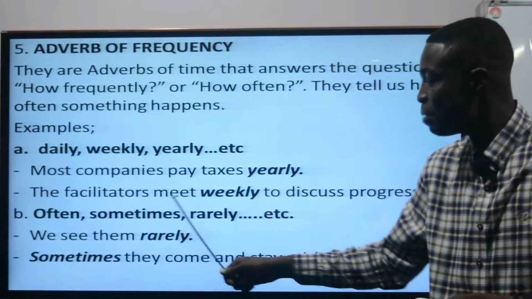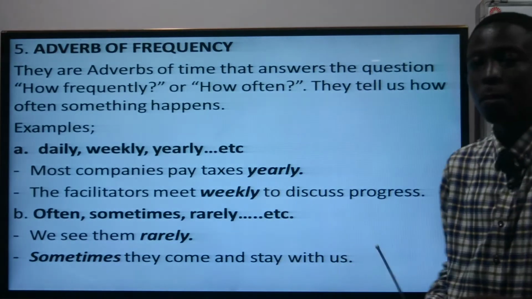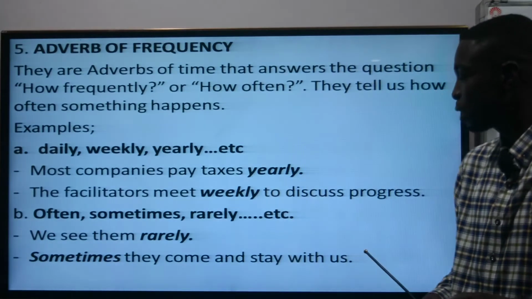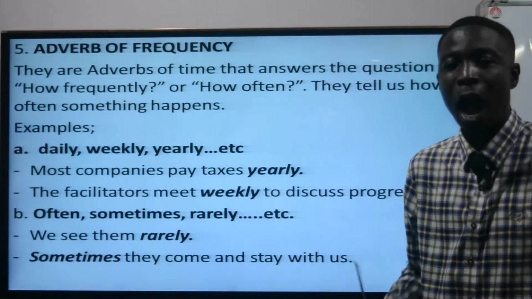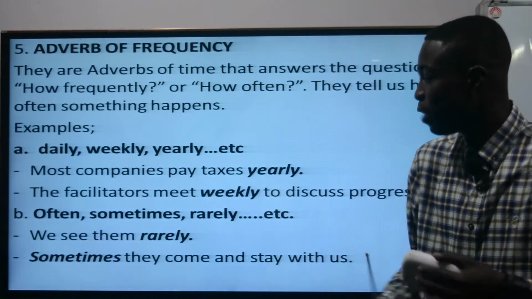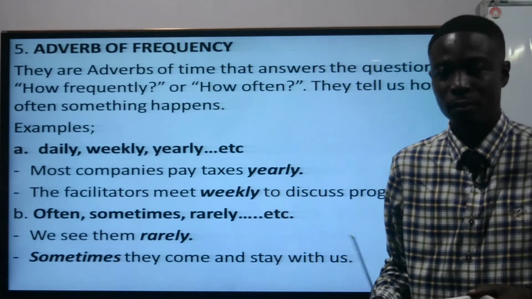The facilitators meet weekly to discuss progress. How often or how frequently do the facilitators meet? That is weekly.